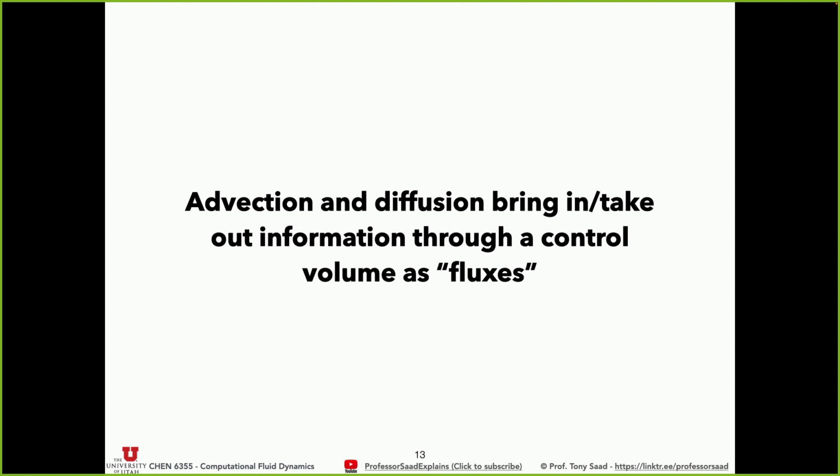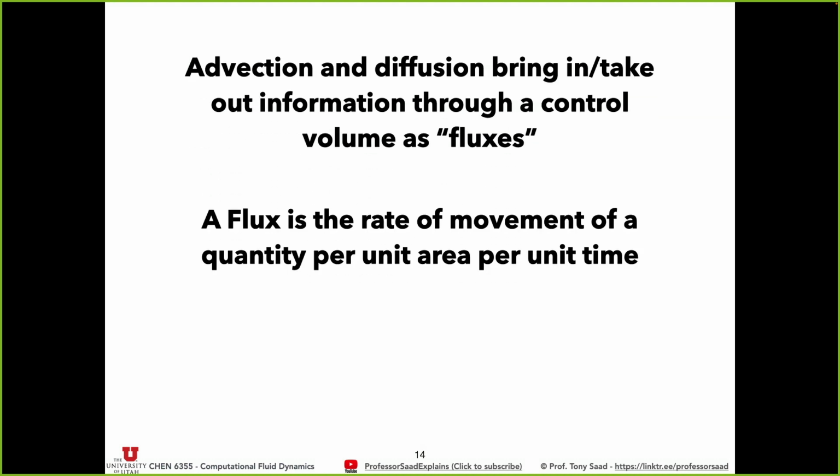Advection and diffusion bring in or take out information through a control volume in the form of fluxes. What's a flux? A flux is simply the rate of movement of a quantity per unit area per unit time. So it's that quantity per meter squared per second. Now that meter squared is very important, as we will see later. But that's what a flux is. It's simply dimensions of phi, could be rho or rho u or rho e naught, dimensions of phi per meter squared per second.